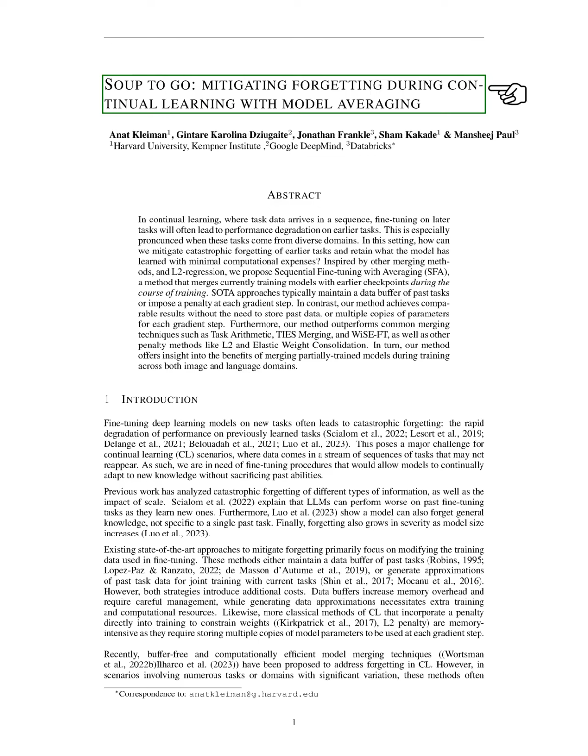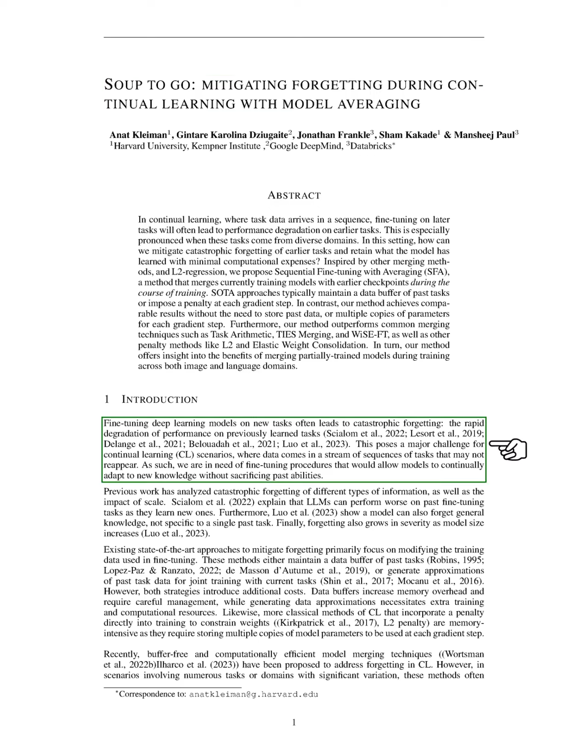Section: Introduction. In this section, we discuss the challenge of catastrophic forgetting that arises when we fine-tune deep learning models on new tasks. This issue is particularly significant in continual learning scenarios, where we receive a stream of tasks that may not repeat. We need fine-tuning methods that enable our models to adapt to new information without losing previously acquired skills.